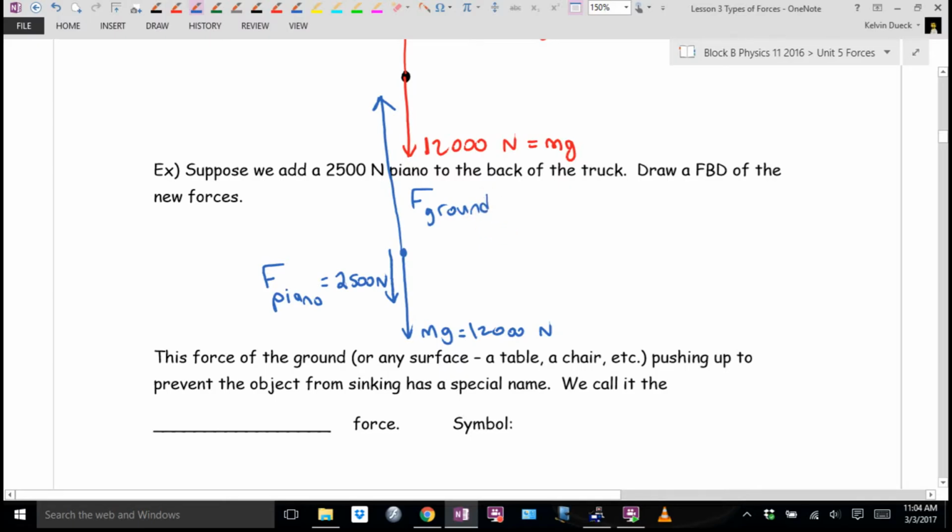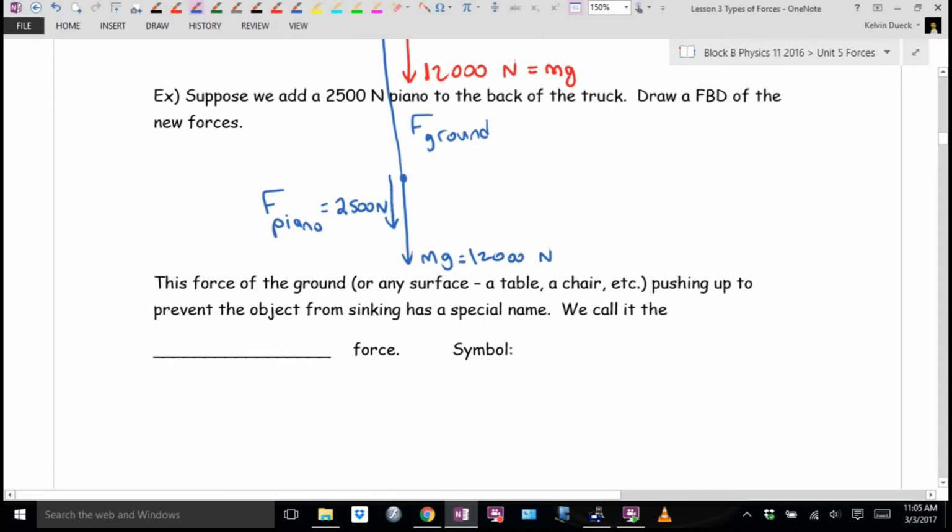Okay. The ground will push back as hard as it needs to. Oh, and if eventually the force down is harder than the ground can push back, then you will start to sink like you're in quicksand. Mud is a great example of a type of ground that doesn't have a good pushing back force. We're not going to talk about mud very much, though. This force of the ground, or any surface, table on your binder, chair on you, pushing up to prevent the object from sinking has a special name, we call it the normal force.